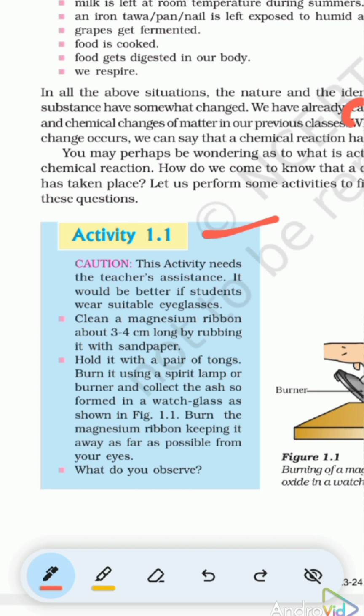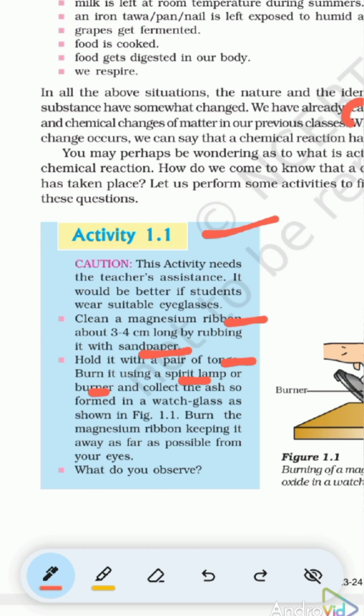The materials we are going to use are a magnesium ribbon, sandpaper, a pair of tongs to hold the magnesium ribbon, and we are going to burn this magnesium ribbon using a spirit lamp or burner, and collect the ash formed after burning. We are going to take a magnesium ribbon of about 3 to 4 centimeters in length.